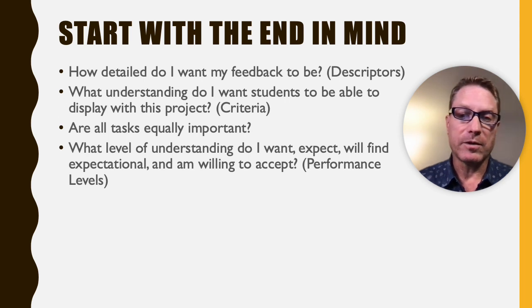What level of understanding do you want or expect? What you would find exceptional and what you're willing to accept. Those will really come out in the top of each column when you put together your performance levels. What does a 3 mean? What does a 4 mean? Okay, and so when you label those performance levels, these are some terms that you could use, right? This is what's expected. This would be exceptional, etc., etc.